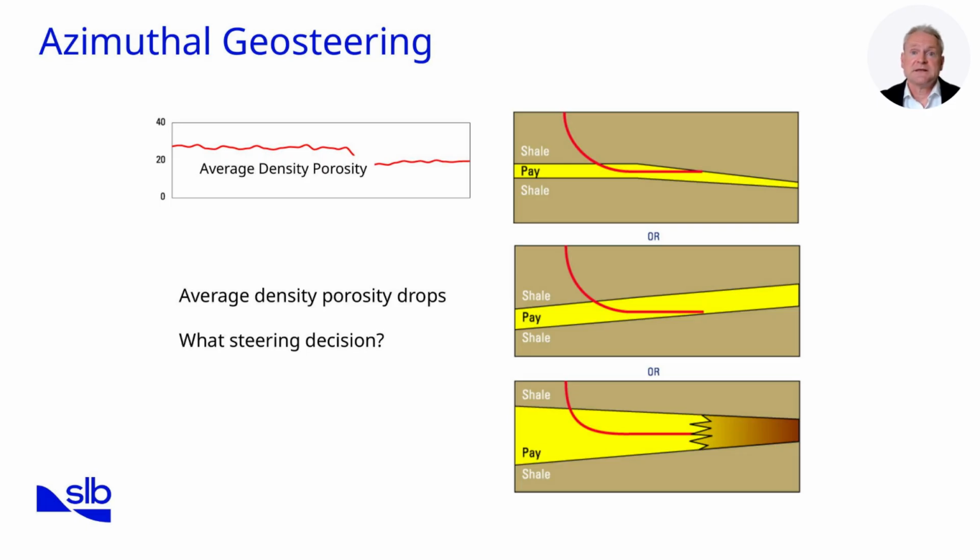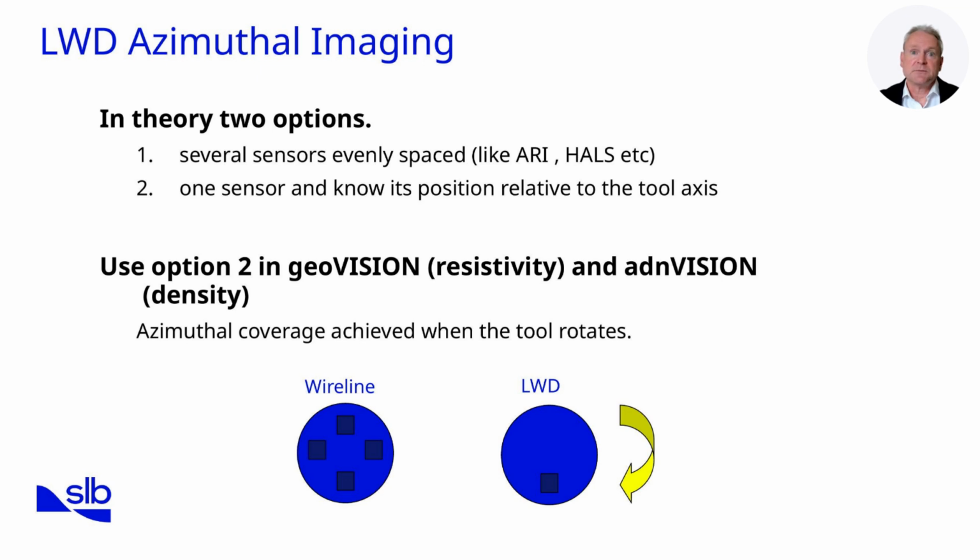Next, we'll see how this capability is made possible through LWD azimuthal imaging tools. Let's see how azimuthal imaging is achieved with logging while drilling tools. There are two main approaches. The first is to place several sensors evenly spaced around the circumference of the tool, such as in wireline tool systems. This gives continuous azimuthal coverage, but it requires multiple detectors.